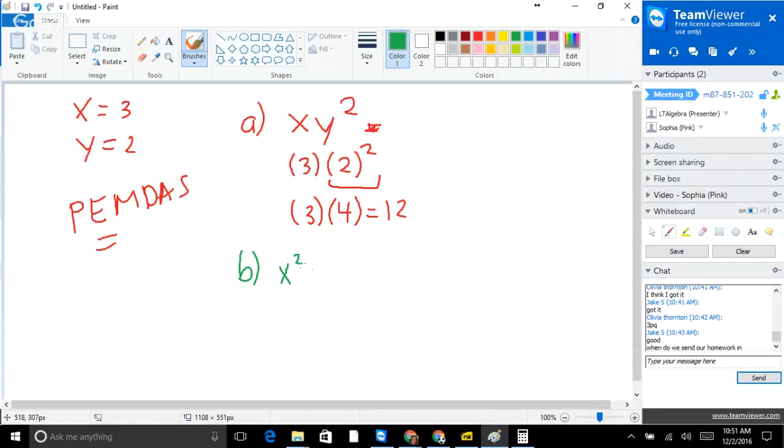Okay, so B is x squared y squared. So we want to plug it in. So it's 3 squared, 2 squared. Again, we've got to do our exponents first. So 3 squared is 3 times 3, which is 9. And then 2 squared is 4, and 9 times 4 is 36.